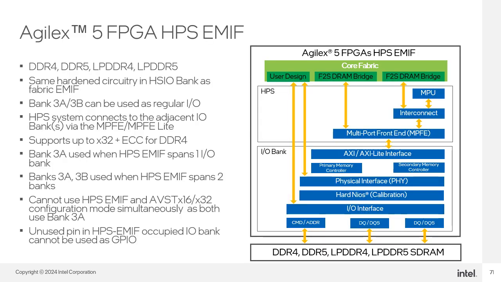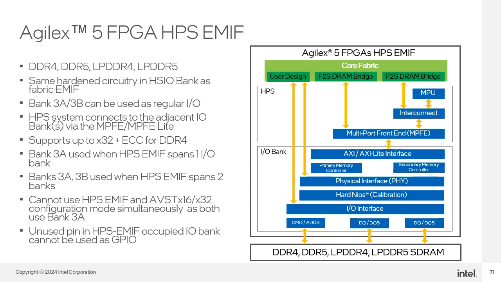The HPS EMIF in the Agilex 5 FPGA's D series supports DDR4, DDR5, LPDDR4, and LPDDR5 protocols, whereas the E series supports DDR4 and LPDDR4. The HPS EMIF uses the same hardened circuitry in HSIO bank as in fabric EMIF. Banks 3A and 3B can be used for implementing HPS EMIF. When not used as HPS EMIF, banks 3A and 3B can serve as regular I/O.